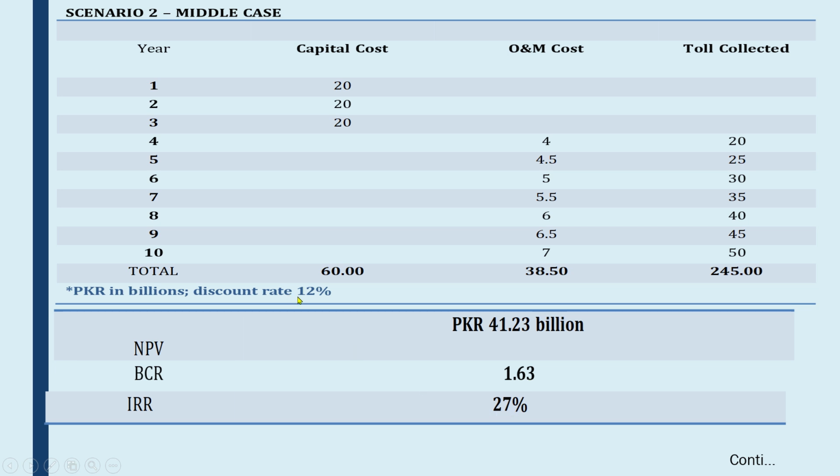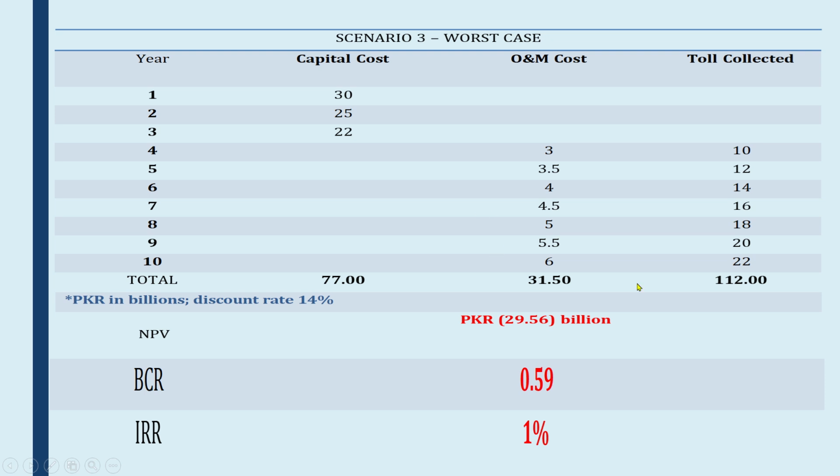The IRR is 27%, so IRR is greater than 12%. So it's good. And the NPV is again positive, 41.23 billion. And the third, worst case scenario is like this.